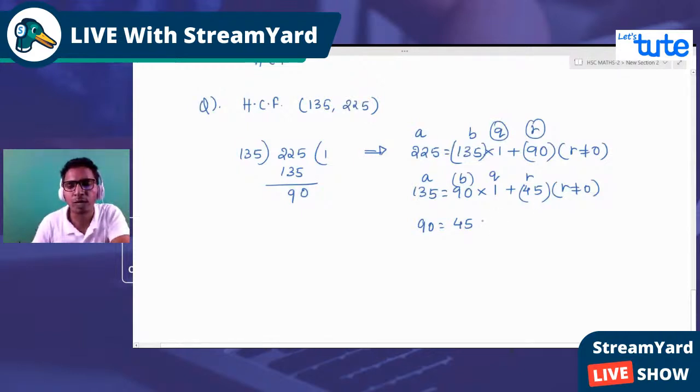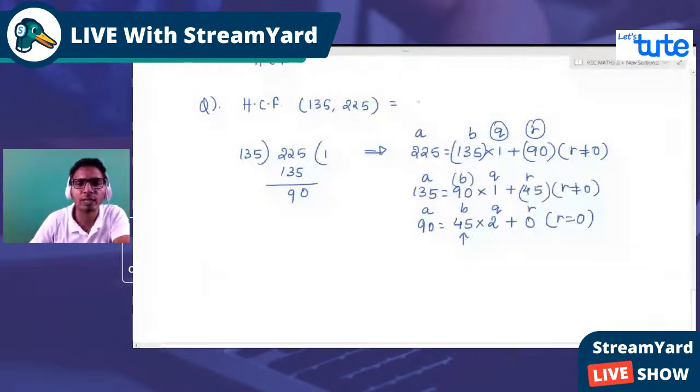So 90 equals 45 multiplied by 2 plus 0, correct? So this is our A, new B, new Q and new R. And what we see is R is 0. So immediately we can consider this B as the HCF of 135 and 225. So 45 is the HCF for 135 and 225.